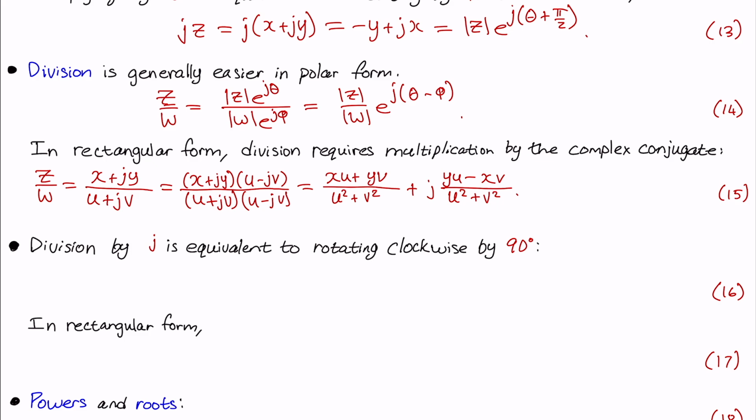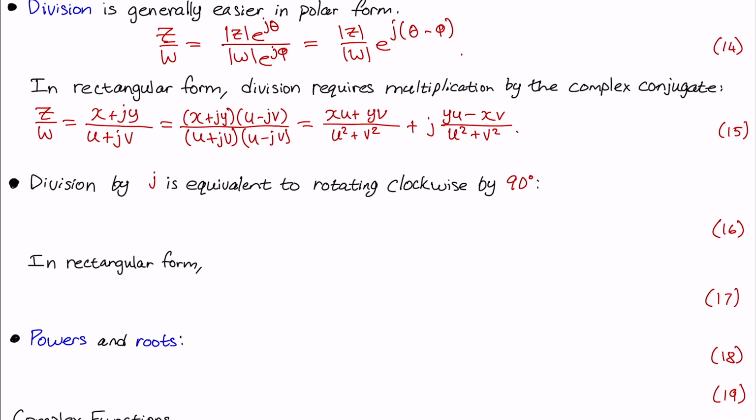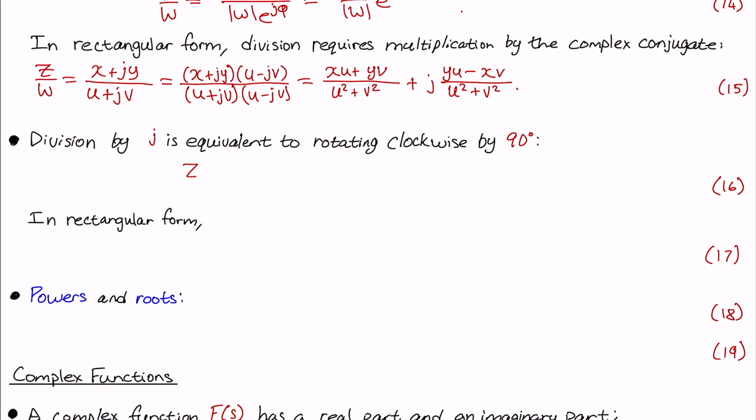If we divide by the imaginary constant, that's equivalent to rotating clockwise by 90 degrees. So multiplication by j is rotation by 90 degrees counterclockwise. Division is rotation in the opposite direction. So if we just do z divided by j, this is equal to, in polar form, the magnitude of z times e to the j theta minus pi over 2.